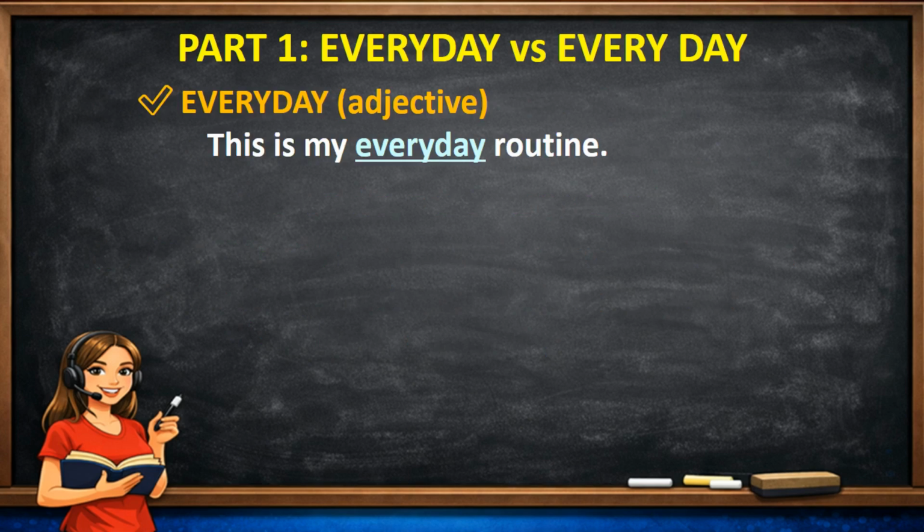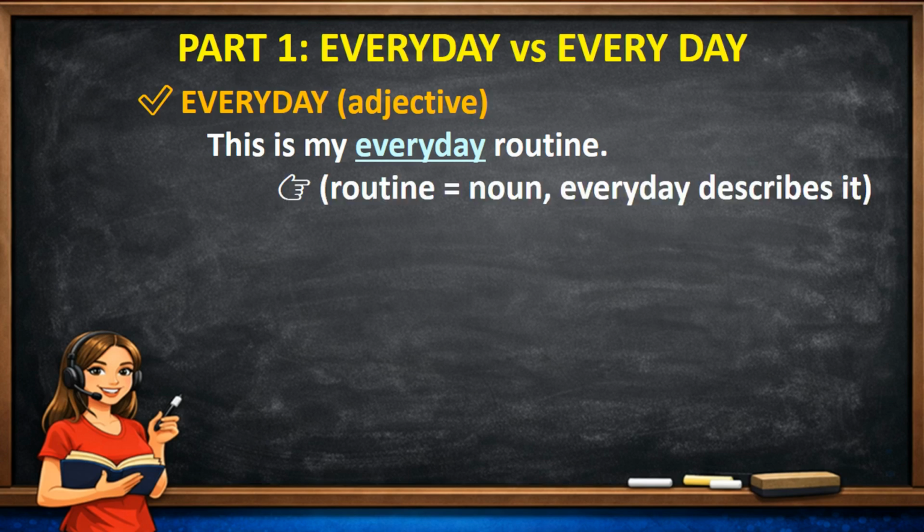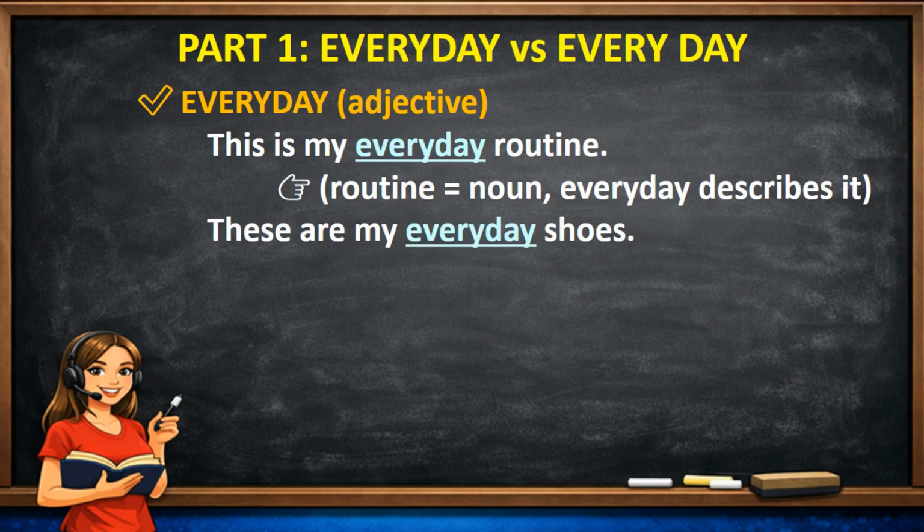Everyday, one word, as an adjective. Example, this is my everyday routine. See, routine here is a noun, and the word everyday describes it. Another example, these are my everyday shoes. The word shoes in this sentence is also a noun, which is described by the word everyday.